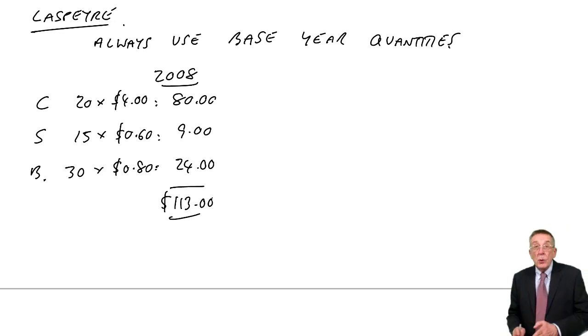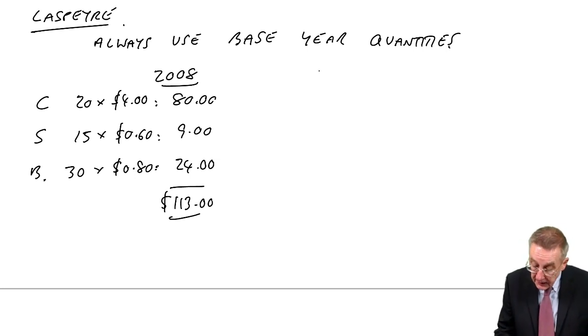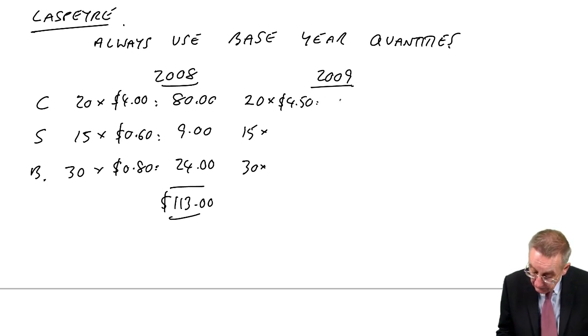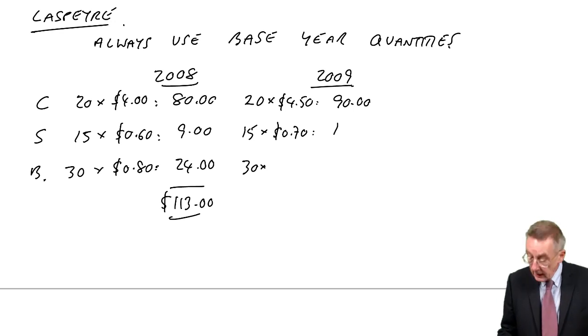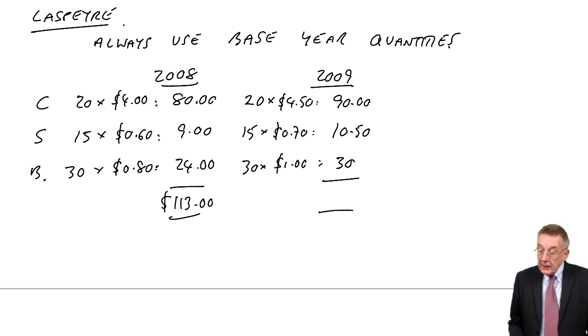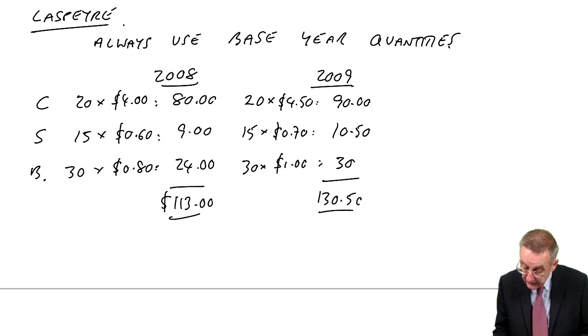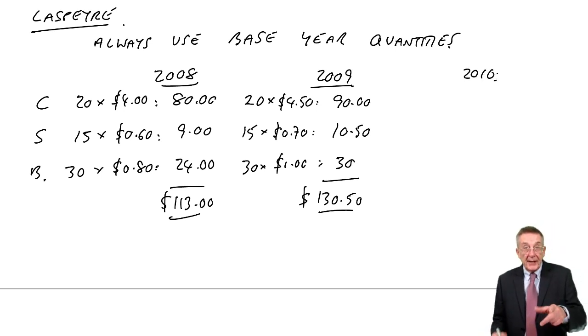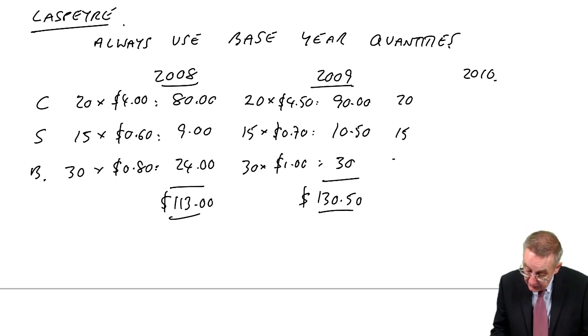Before we get the index number, we then work out what the same shopping basket would have cost in 2009. So the same shopping basket, it'll be 20 coffees, 15 sugars, 30 breads. But the price, coffee was $4.50. Sugar was 70 cents, $10.50. Bread had gone up to $1. And so the price of that same shopping basket had gone up to $130.50.